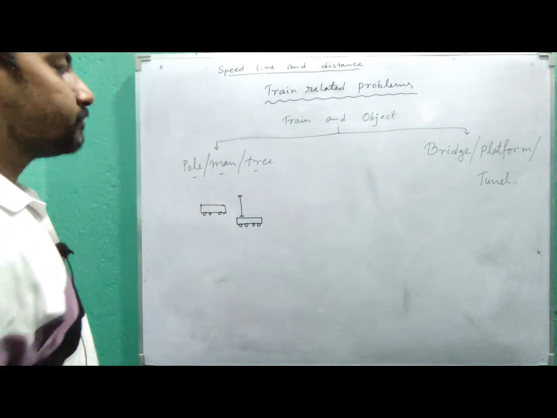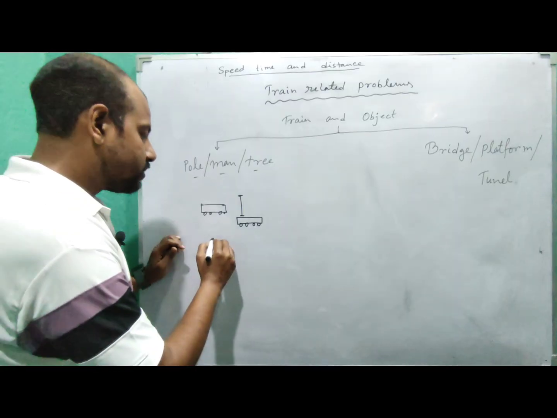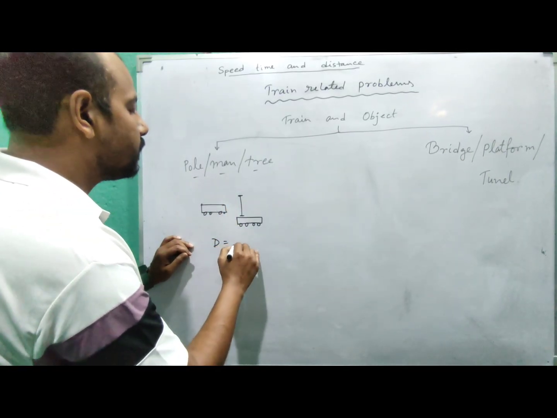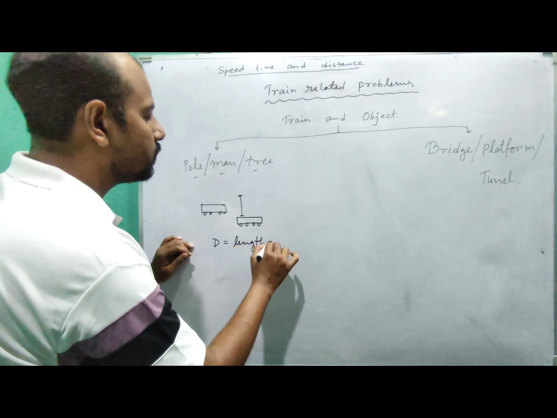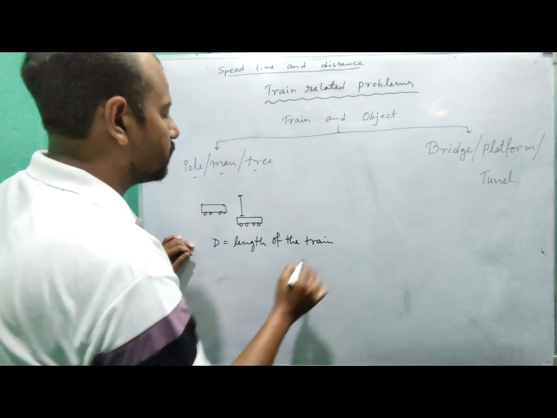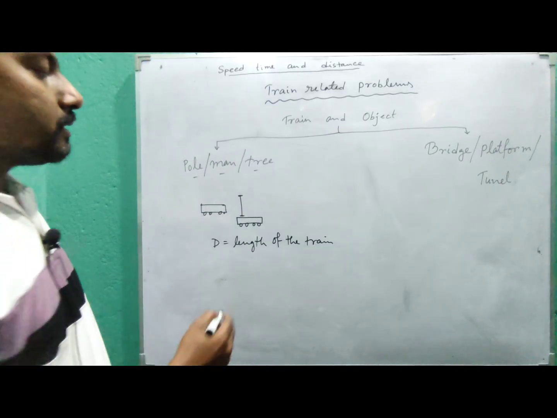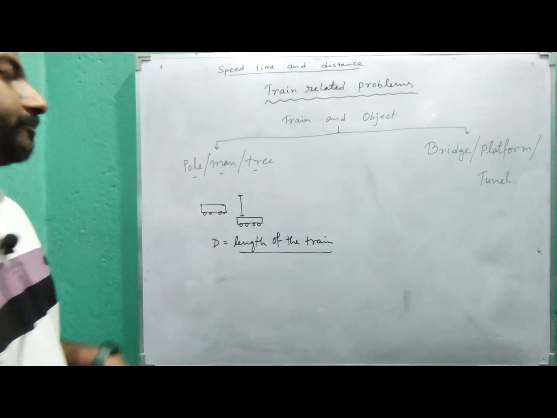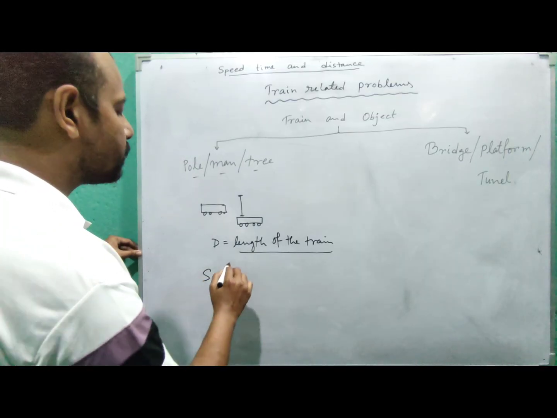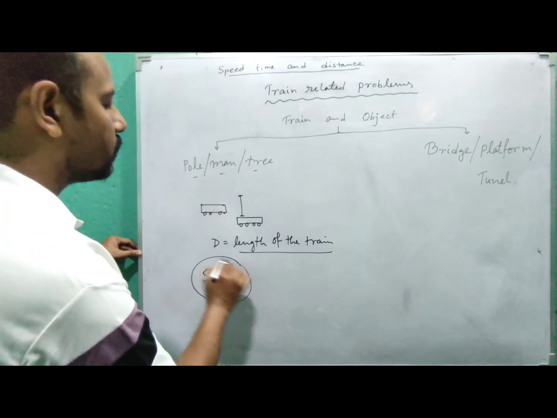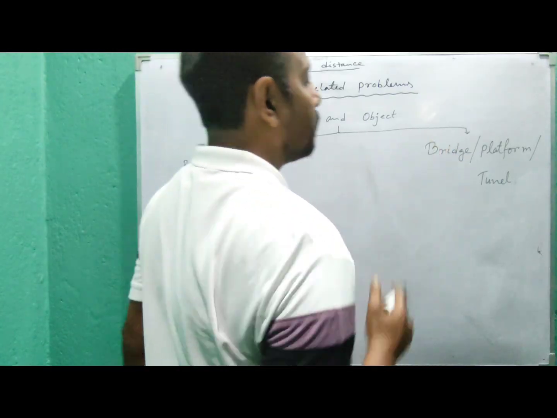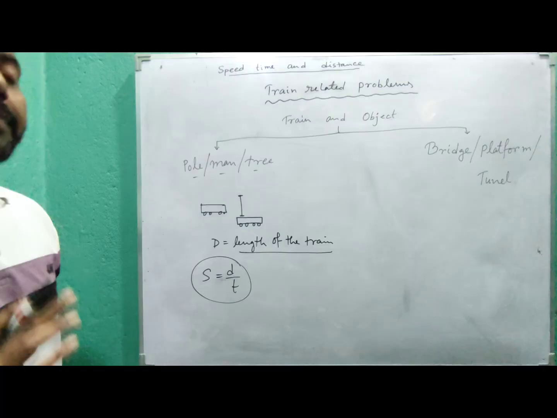man or a tree. So the distance traveled by the train to cross the pole will be the length of the train. Distance will be the length of the train, and then we can use the formula speed equals distance by time, according to the problem. Let's see what happens when a train crosses a platform or a bridge.